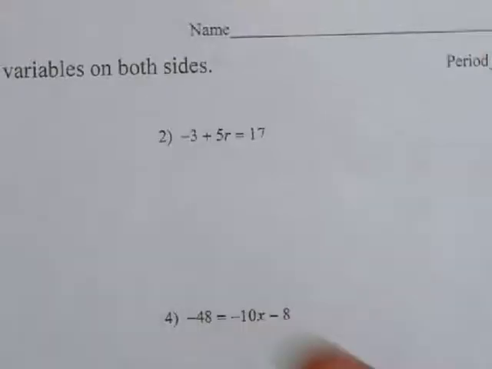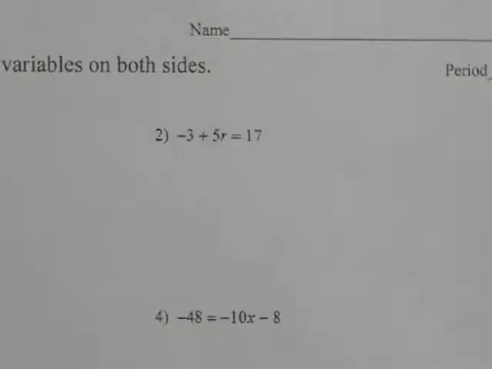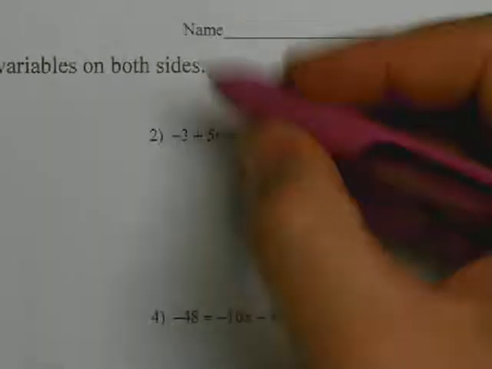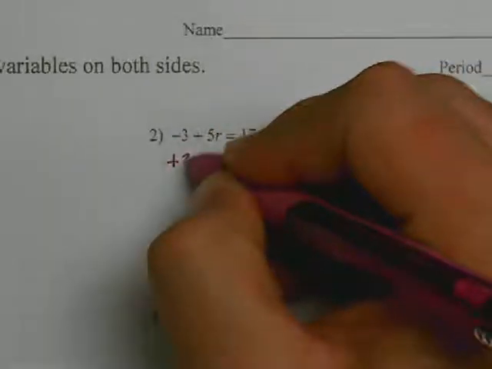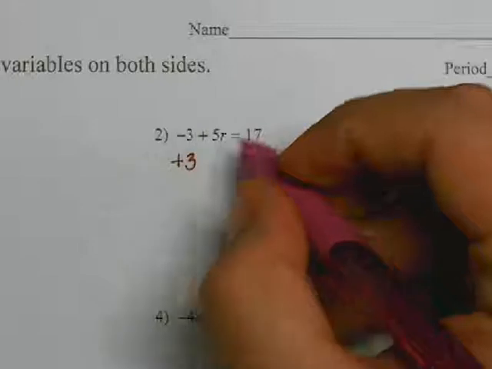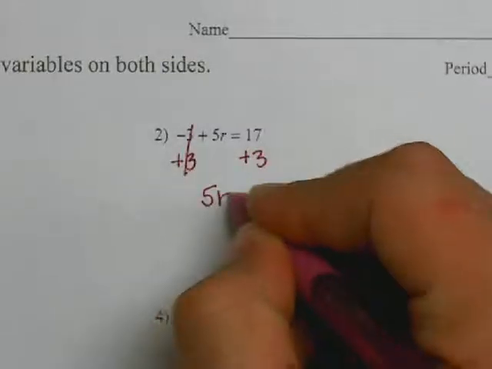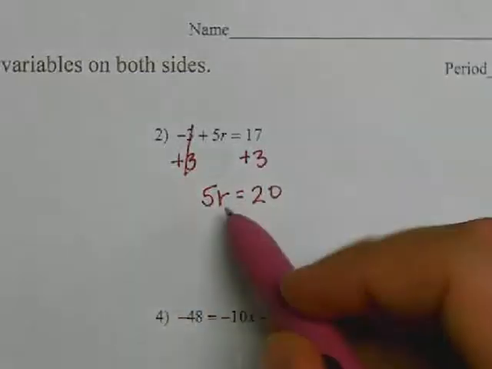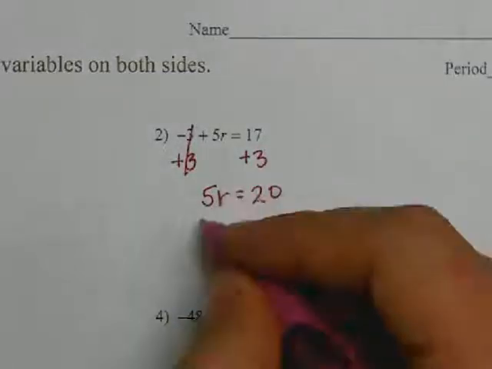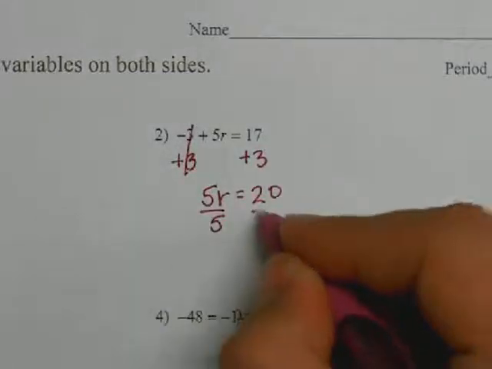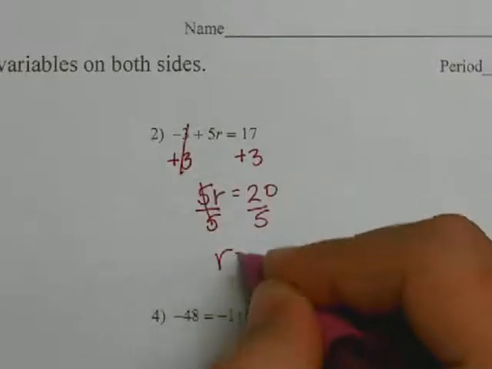I'm going to take a look at number 1. Now, we've taught you two different ways to do this, an old way and a new way. The old way, how I would solve this, would be to simply add 3 to both sides to isolate. Our main goal is to isolate r. So then this cancels, leaving me with 5r equals 20. Then I do the inverse operation of multiplication, which is division, and divide both sides by 5. And I have r equals 4.